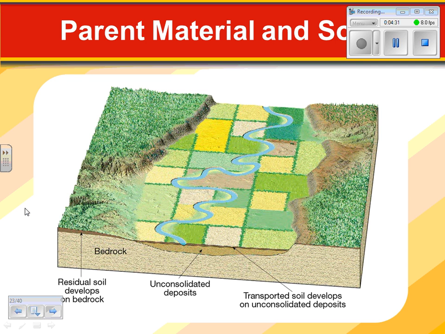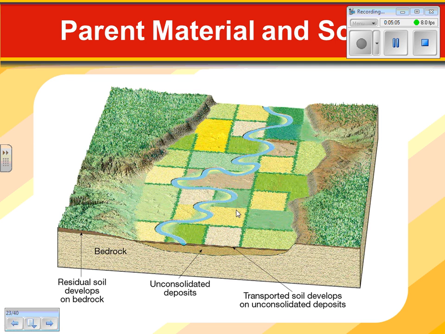This graphic indicates the difference between residual and transported soil. To the left, if you look, we have residual soil that develops on the bedrock. In the middle part of the graphic, unconsolidated deposits in the plains. And then, of course, in the bottom, if we do a cut, you can see the majority of the soil in what we would call a fertile valley.